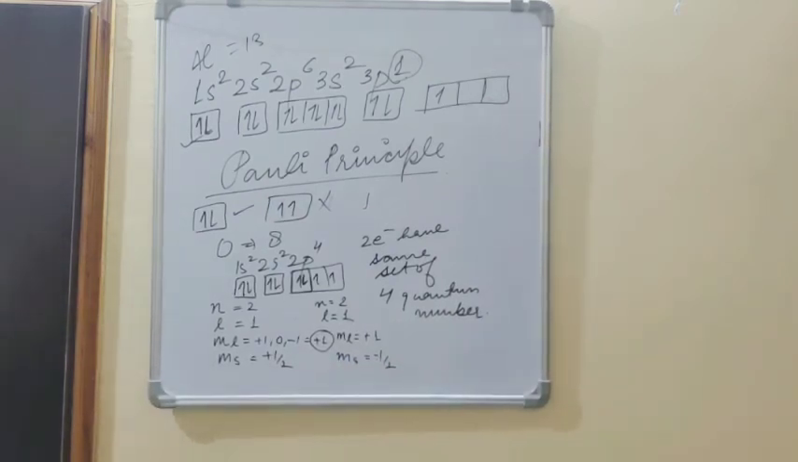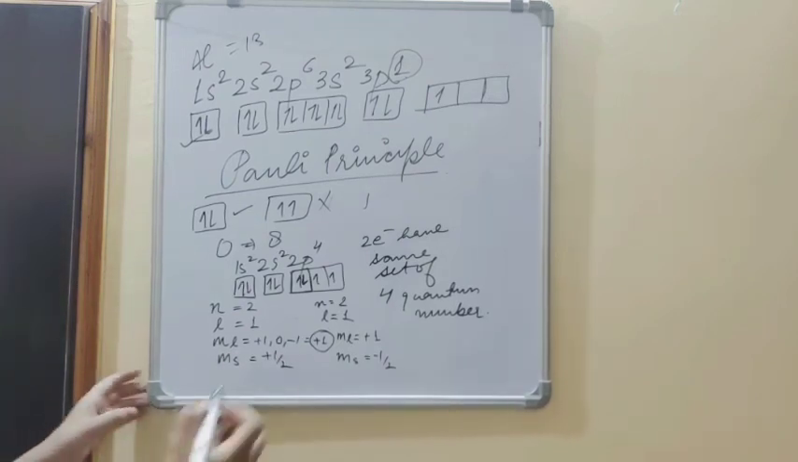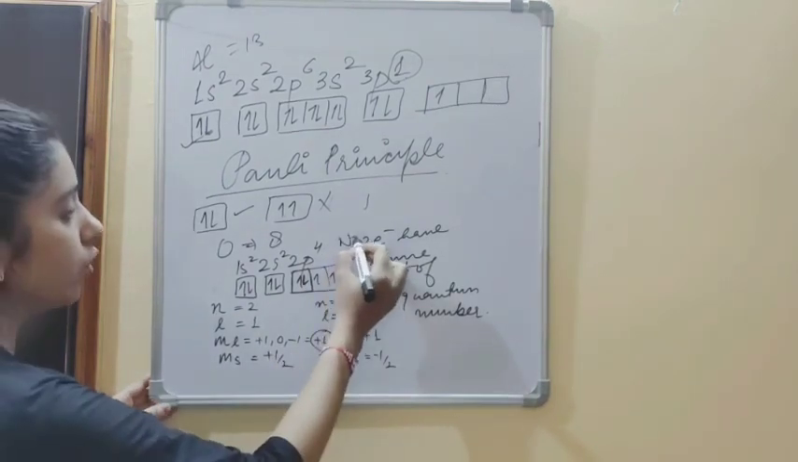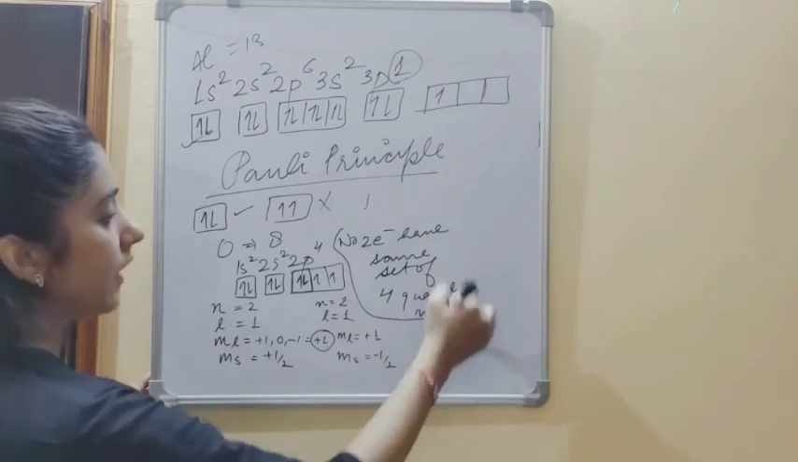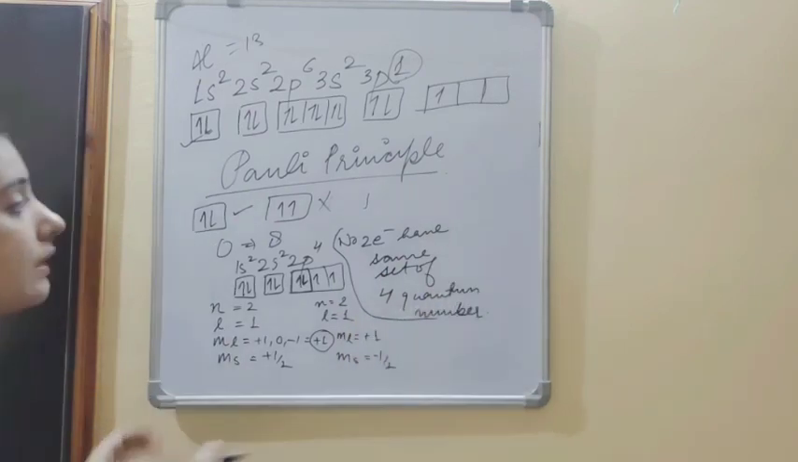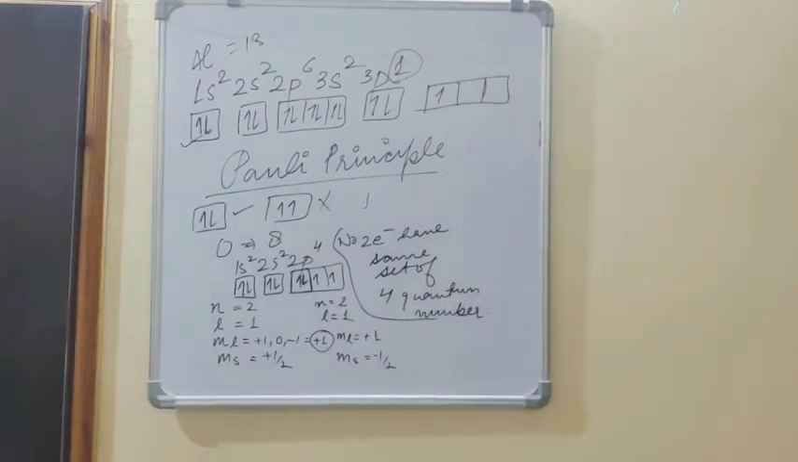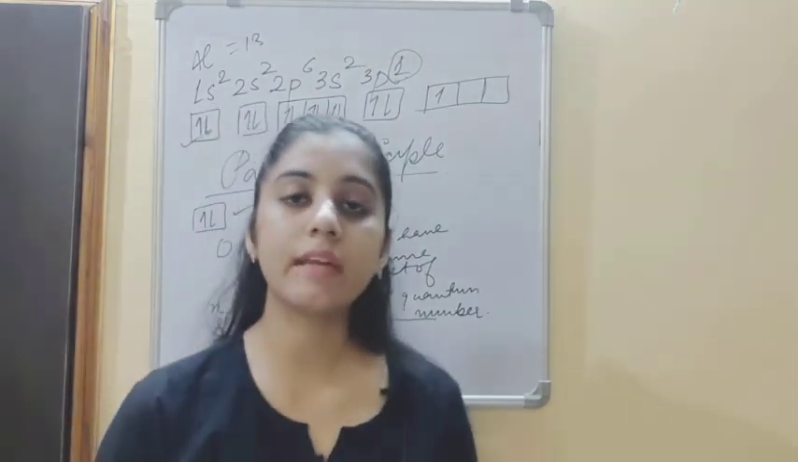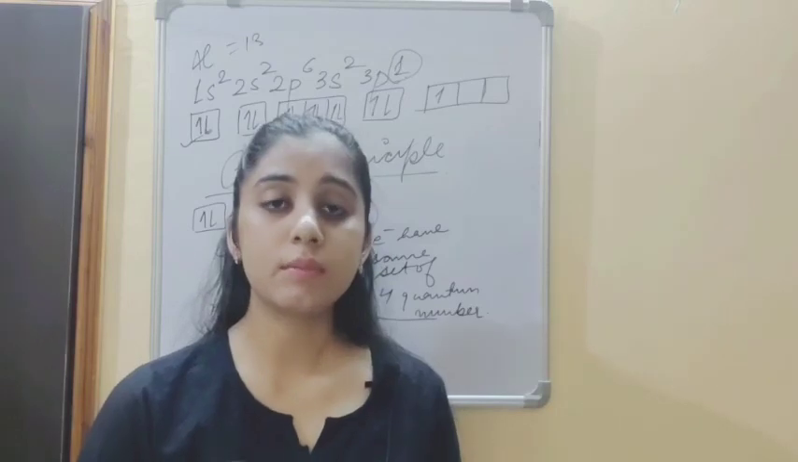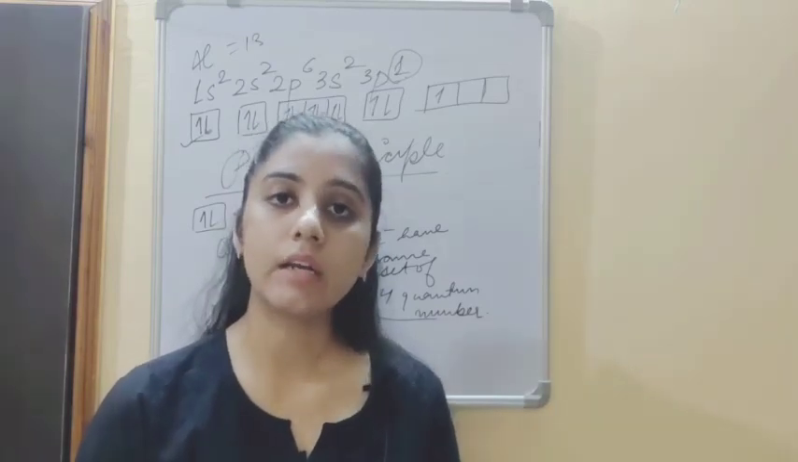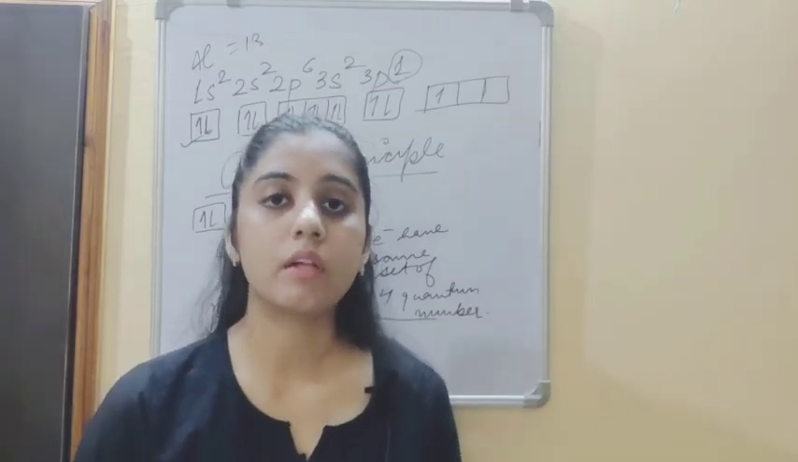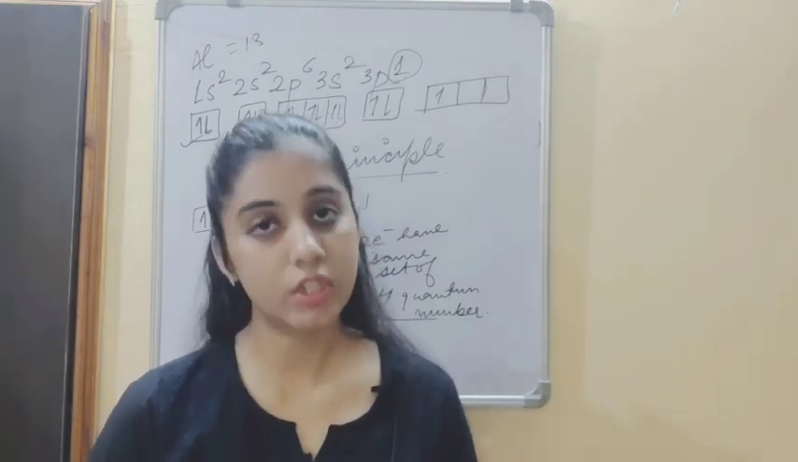So here the ms values of both electrons are different. So the statement that no 2 electrons have the same set of 4 quantum numbers is correct. So no 2 electrons have the same set of quantum numbers, as stated by Pauli's exclusion principle. Okay, on the basis of these 3 principles, we can easily fill the electrons in any orbital. So I hope, thank you so much for watching this video.